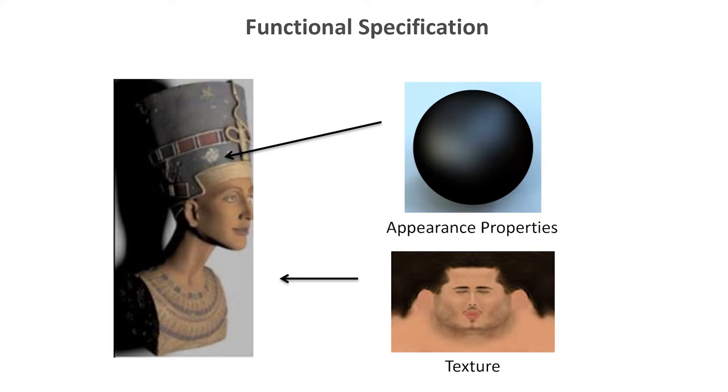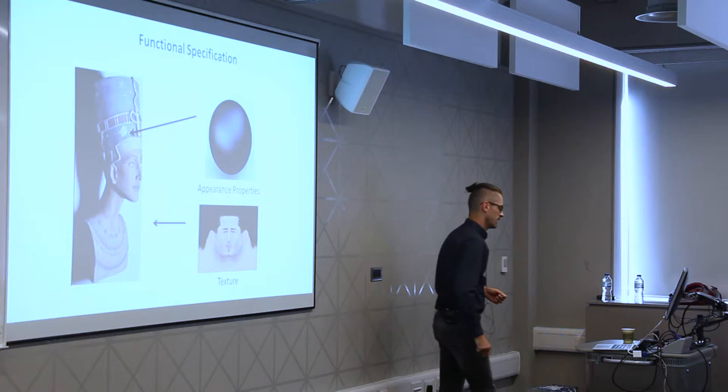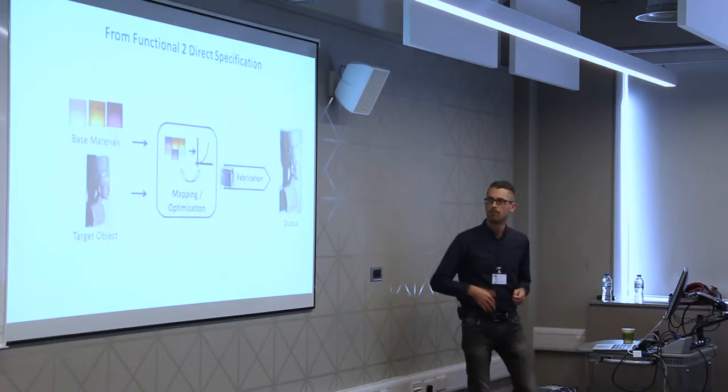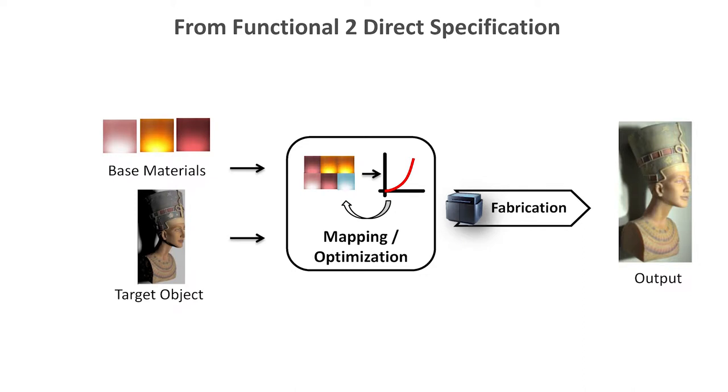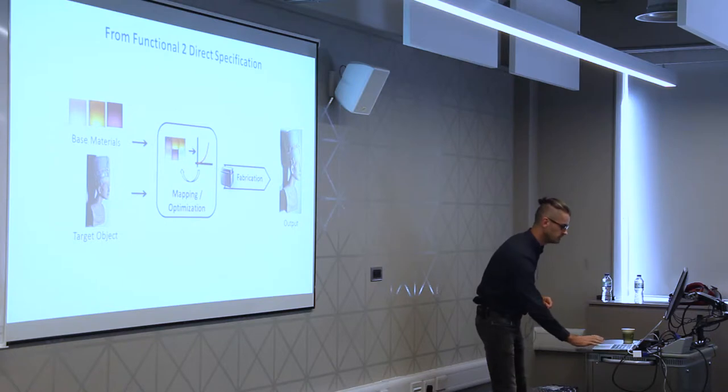Just think about appearance. Something much more natural, at least I think, would be a more functional representation. For example, if you want to build this statue, you could say, this model should have this kind of appearance, this kind of gloss, and I want it with that kind of texture. Then you have a pipeline that goes from this functional specification to the direct specification, depending on the fabrication constraints and the capabilities of your printer, and gets you a model that is as close as possible to the initially desired one, but also printable on your machine.